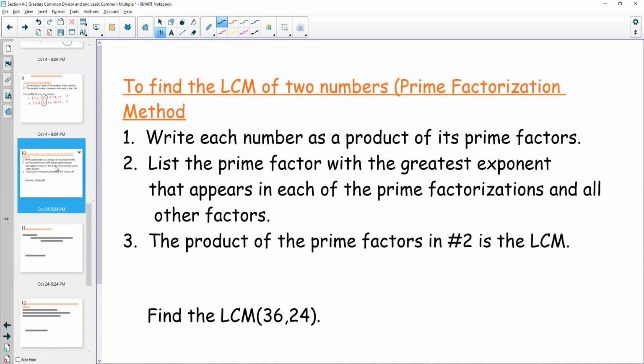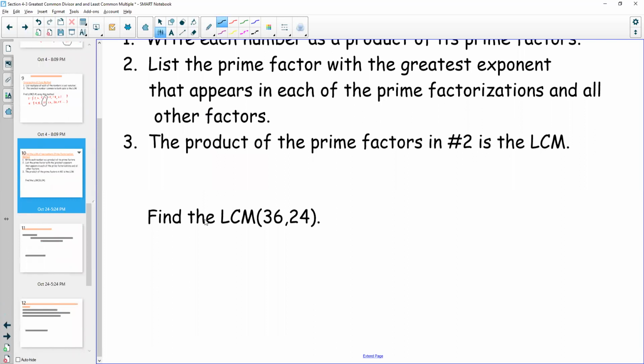We can also use prime factorization here, but it works a little differently. So you have to pay attention to the difference. So the first step is the same. Write the number as a product of its prime factors. So we've already done that. Let's do 36 and 24 again. So I did 9 and 4. I have 3 and 3 and 2 and 2.